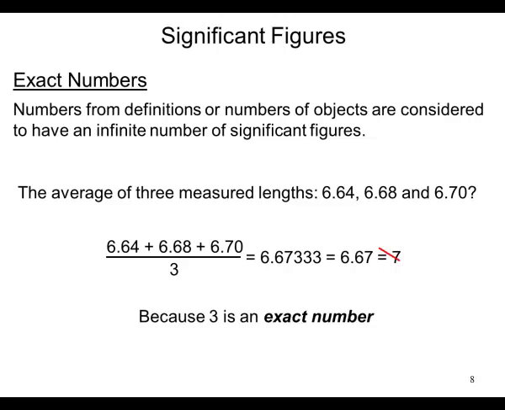Exact numbers are numbers from definitions or numbers of objects that are considered to have an infinite number of significant figures. An example is that there are 100 centimeters in 1 meter. There's exactly 100. Or 12 inches exactly in 1 foot. So in the example of averaging the 3 numbers, you see that the divisor is one significant figure, 3, but the answer has the same number of significant figures as the datum. Each of the datum has 3 significant figures. Your answer has to have 3 significant figures.